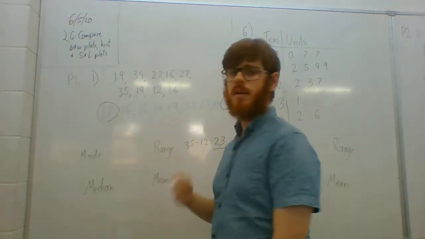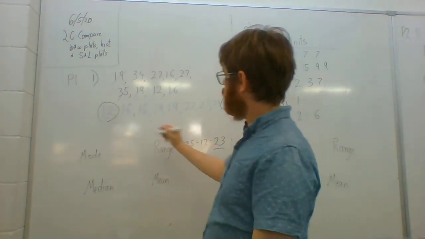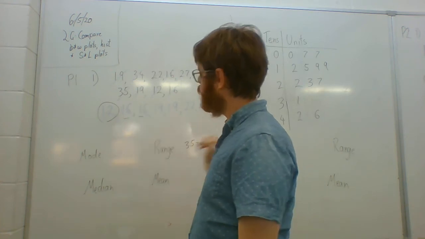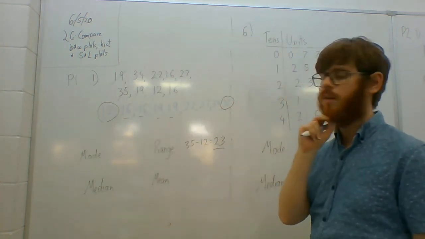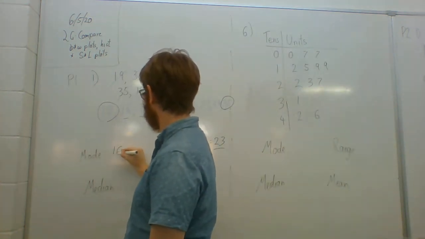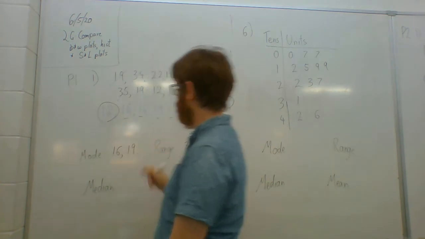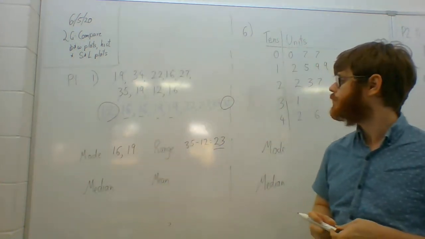Our mode is the most common number. You can have up to two modes. What we notice is we have two 16s, two 19s, and everything else you only have one of. So our most common numbers are 16 and 19. Okay, two things that are relatively easy to do.